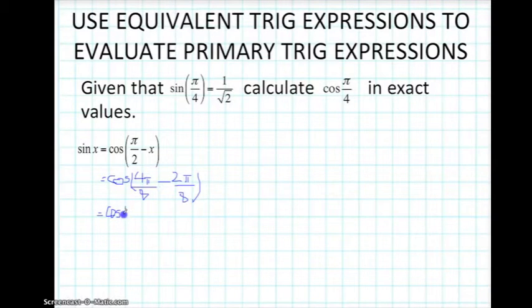So then we can also say that this is equal to cos pi over 2 minus pi over 4. Since we know that cos pi over 2 minus x equals sine x, this is also equal to sine of pi over 4. That is equal to 1 over root 2.